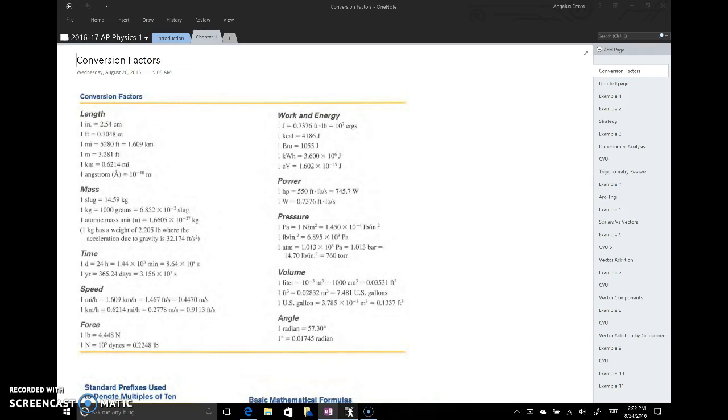That's not something that we want to be struggling with during the AP test, and it is very important to always be writing units in your calculations. So we'll start with that.